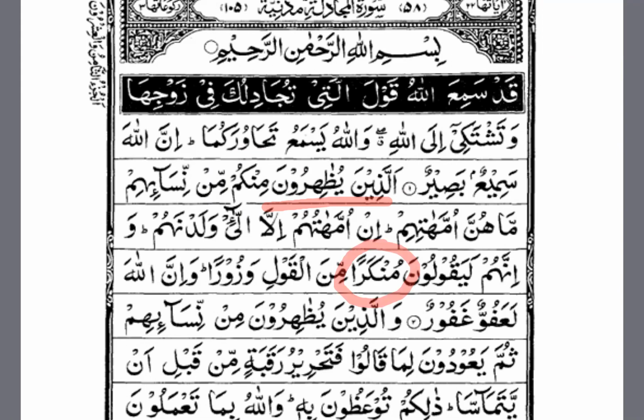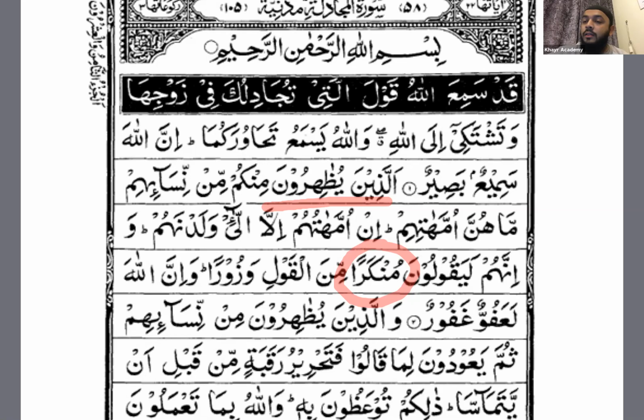Just read that word inside the red circle. Munkaran. No, don't say the noon clearly. Munkaram, not mun. If you say mun, it becomes like izhar, you're reading the noon clear. We have to hide the sound of the noon. Munkaram. We hide the sound of the noon, but we still do gunna. We still take the sound in our nose.